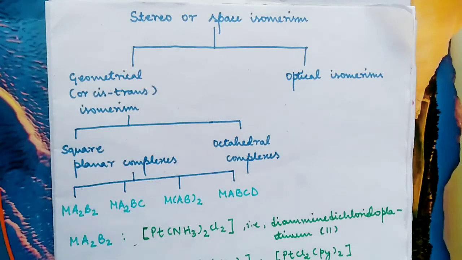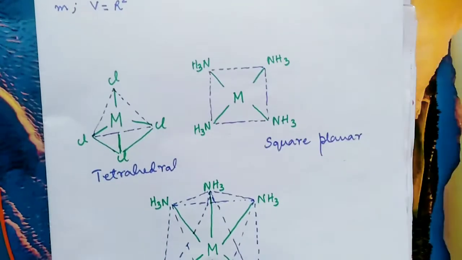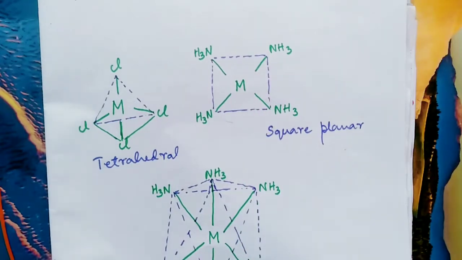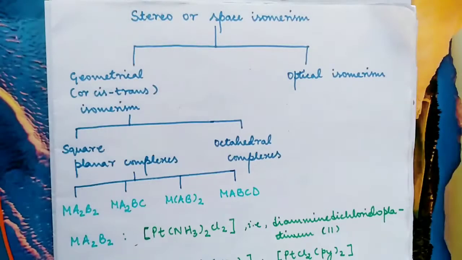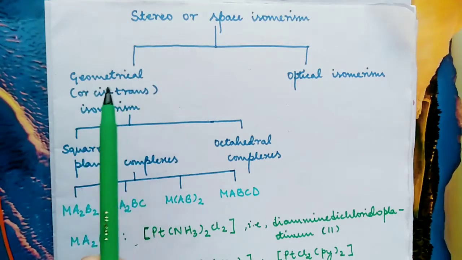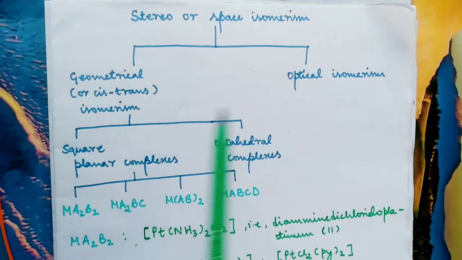In this video, I'm going to explain about stereo or space isomerism. Stereo or space isomerism is all about how the ligands are arranged around the central metal ion in space. That is the stereo or space isomerism. Stereo or space isomerism is divided into geometrical or cis-trans isomerism and optical isomerism.